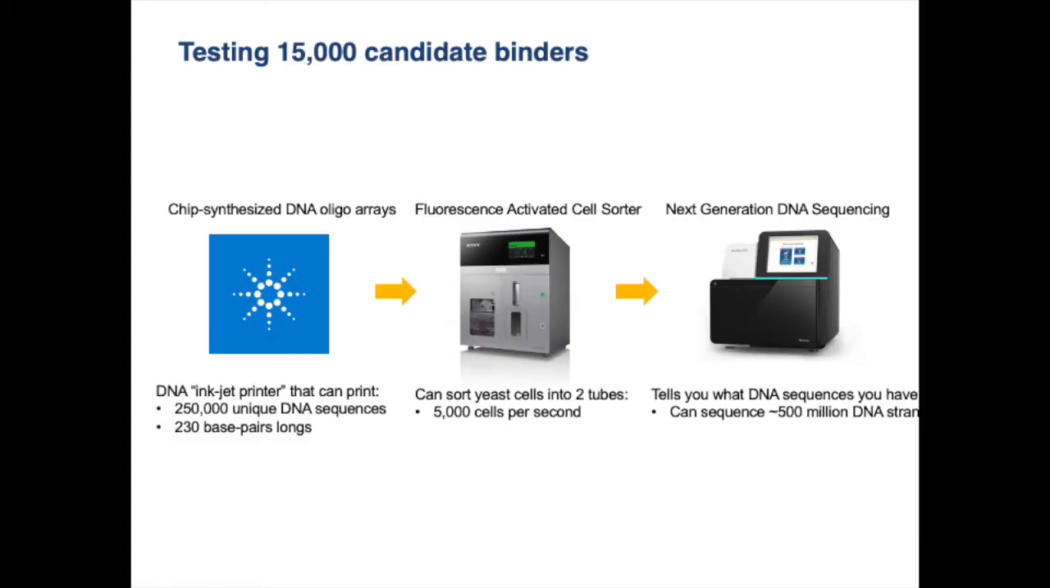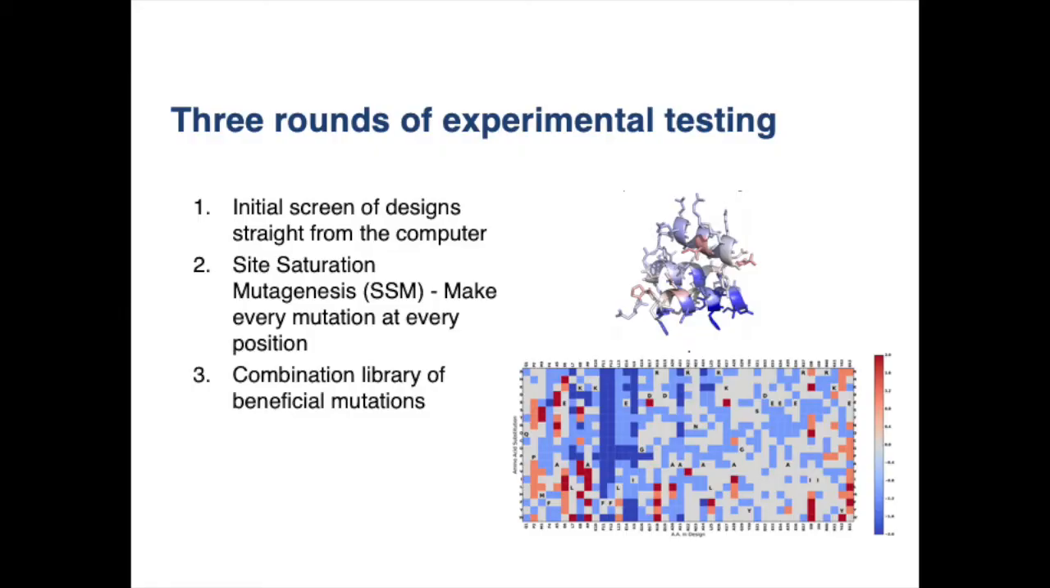And then we use yeast display and NGS sequencing in order to quantify which of all of those, straight out of the computer, proteins actually has binding activity. And in fact, most projects do this synthesize, screen, measure pipeline 3 times. So the first time, you do an initial screen of designs that are straight out of the computer in order to figure out which of those designs has any activity at all.